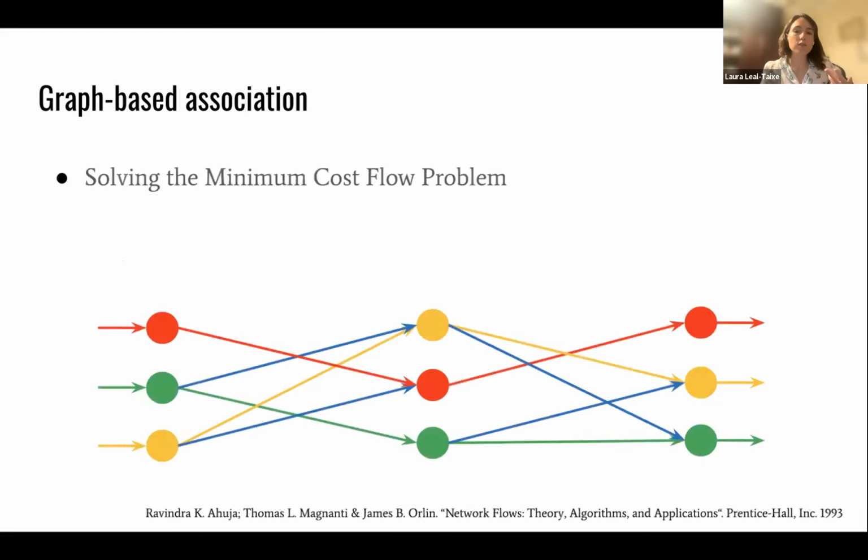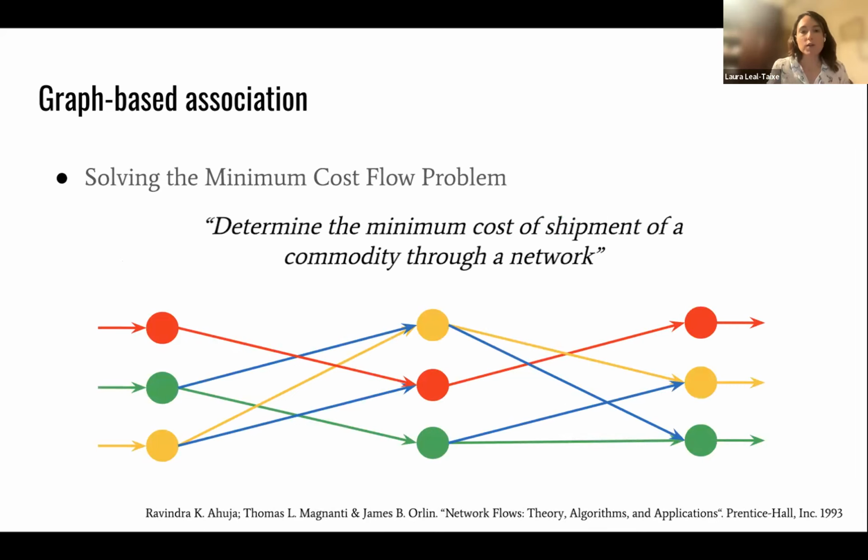So let's see what this unit of flow really means. In order to find the trajectories in this graph, we're going to solve what is called the minimum cost flow problem, which essentially means determining the minimum cost of shipment of a commodity through a network. In our case, the commodity are the pedestrians, right? One unit of flow means one pedestrian. And we want to find the minimum cost of shipment, which means the optimal route to send this pedestrian from the beginning of the video towards the end of the video. What is the optimal path for the pedestrian to follow through this graph?